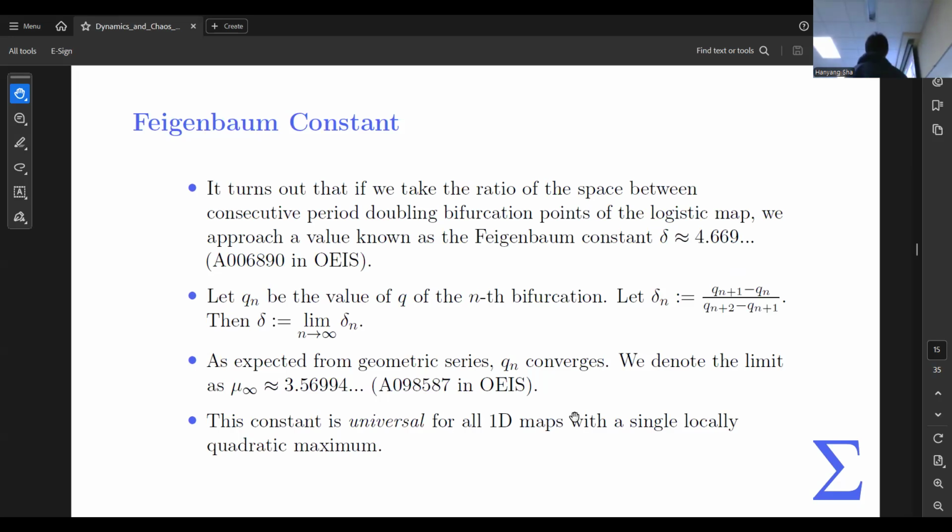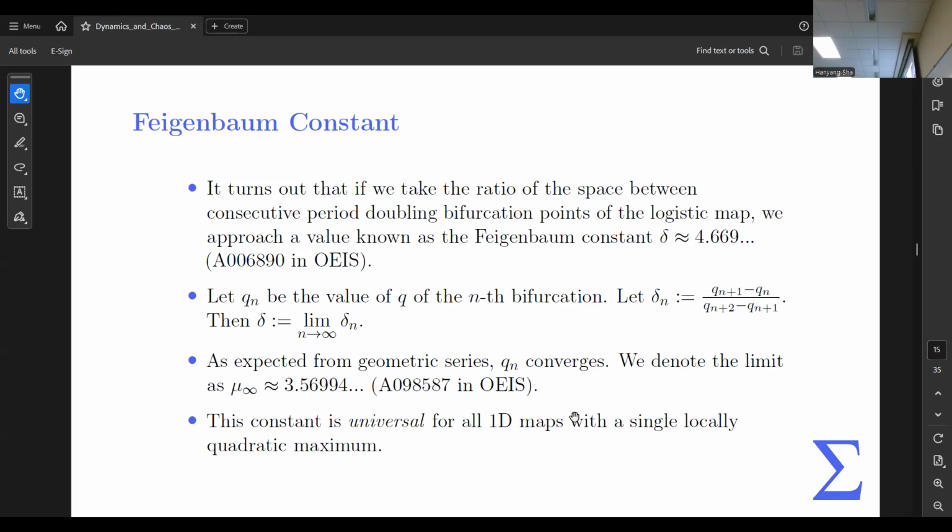All right, and then you might wonder what happens when you keep going. What happens when period doubling bifurcations happen over and over again? Initially you have period 1, which is the fixed point, and then period 2, period 4, period 8, period 16, etc. What happens? It turns out that for all 1D maps with a single local maximum, which is our case here, obviously, because it's just an upside down parabola, we have a single local maximum.